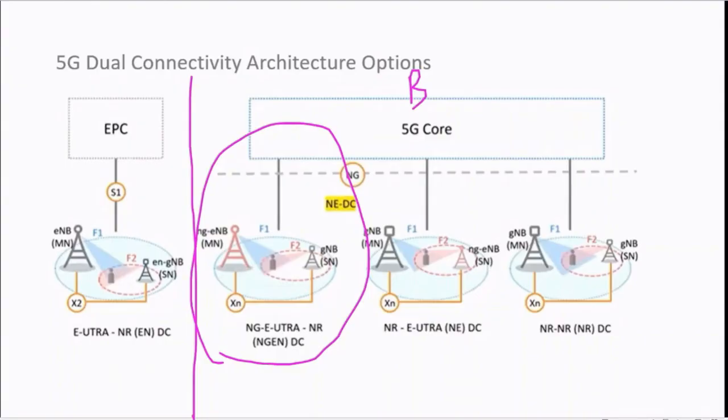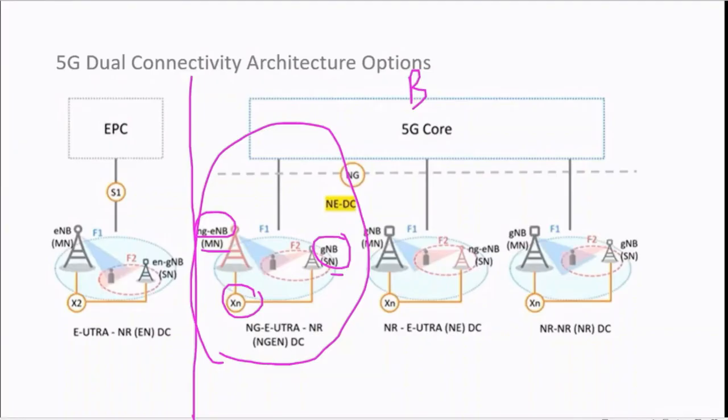So you can see here this option. Here we are going to notice we have NG E node B and we have this G node B. So we can notice here that NG E node B is the master node and G node B is the secondary node. And these are connected with the help of this XN interface, right? But the XN is the 5G interface, right? For the connection between the two base stations.